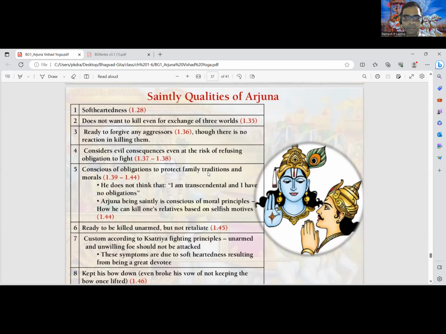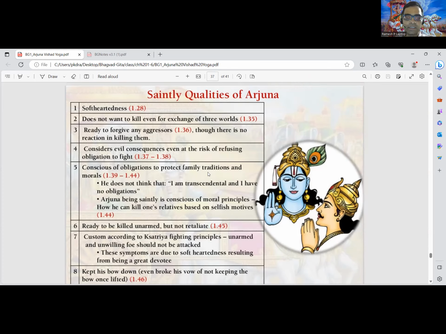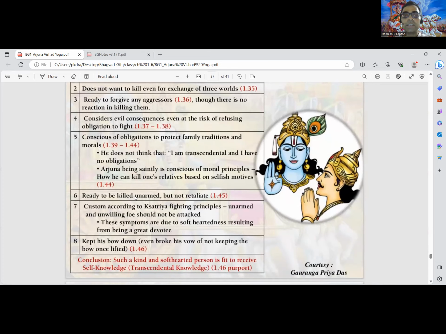Saying that what will happen to the family traditions and all, right? And then he is ready to be killed unarmed, and he will not retaliate. And the other thing is he keeps his bow down and sits on the chariot, and so this ends chapter 1. In chapter 2, we'll see what happens next.